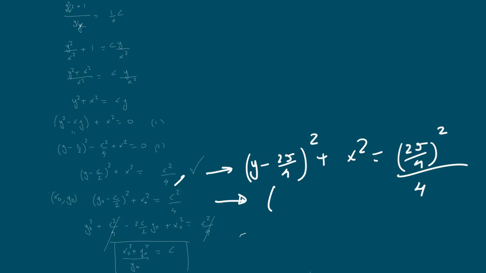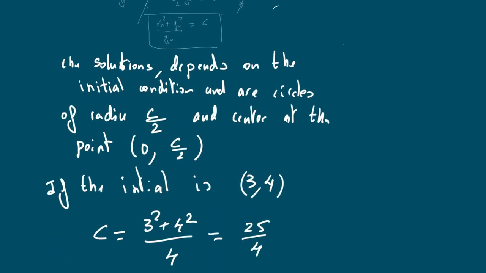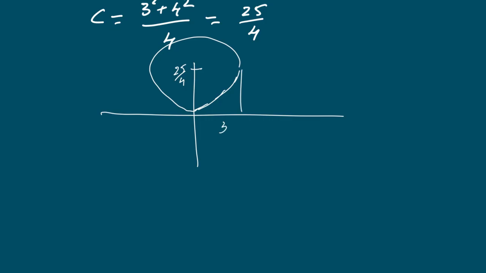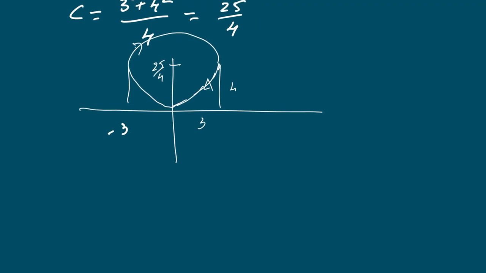So this is the solution. We can represent the solution, and if you go to the spreadsheet, you will find that the solution will do something like this. It will be circles of radius 25 divided by 4. This is the point 3, 4, and it will move in this direction. And if you start at the point minus 3, 4, it will move in this direction. Depending on the initial position, you have a circle.